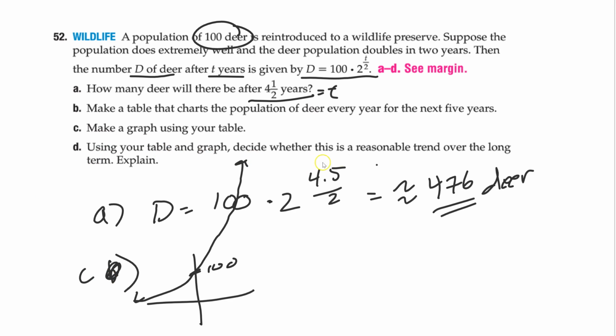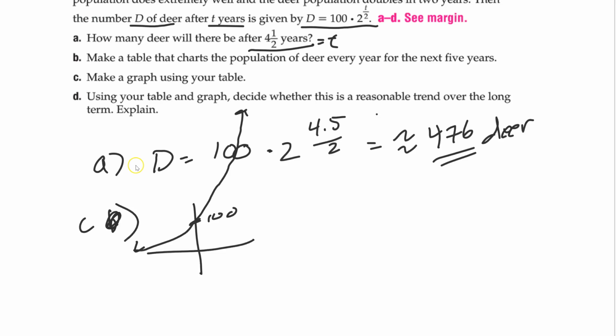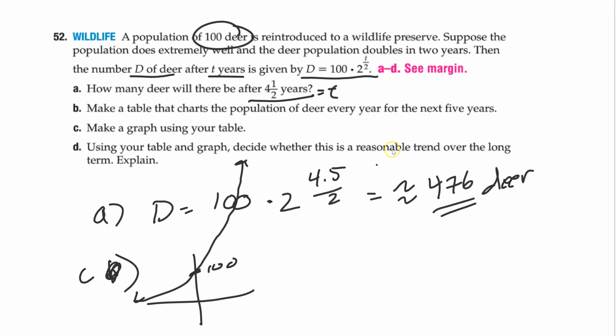Using your table and graph, decide whether this is a reasonable trend over the long term. So again, anytime I say this, over the long term, most times it'll be no, right? Eventually it'll be the planet of the deer. It'll be so many deer. So yeah, it's not a reasonable trend. It's not going to continue. At some point, it has to stabilize. So no, cities will be overrun by deer. There wouldn't be enough room on the planet. Anyway, that's the lesson.